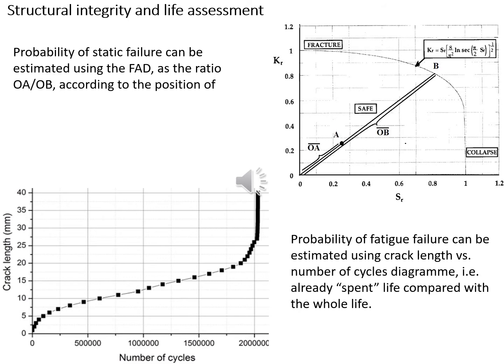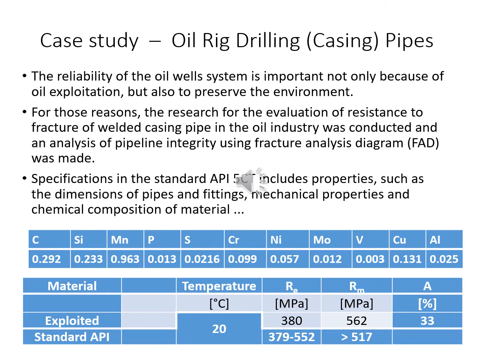On the other hand, now we also introduce probability for the structural life, once again as a ratio, in this case between the number of cycles and the total number of cycles. The total number of cycles would be the limit value at which fatigue failure is expected. To explain this better, we use a case study here.